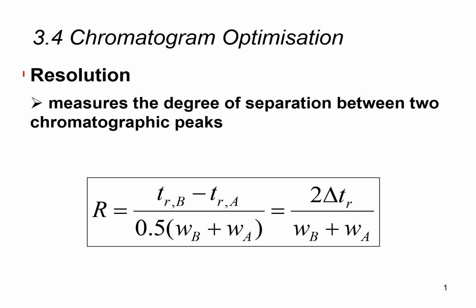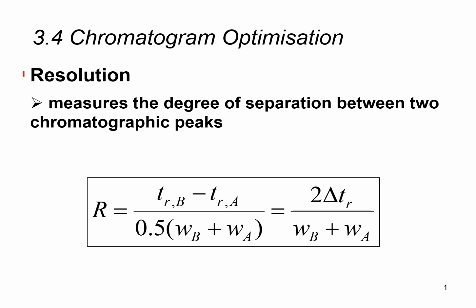Now resolution comes from the word resolved, and it is a measure of two adjacent peaks and whether they are well separated or not well separated. Of course, in any good chromatogram, we would expect that every pair of adjacent peaks are sufficiently separated so that we can identify the individual chemical components and also quantify these individual chemical components. So resolution is a measure of the extent of separation between two adjacent chromatographic peaks.